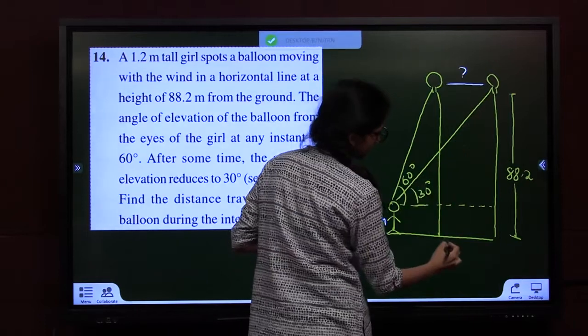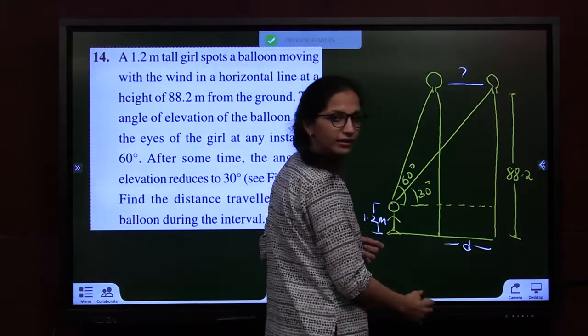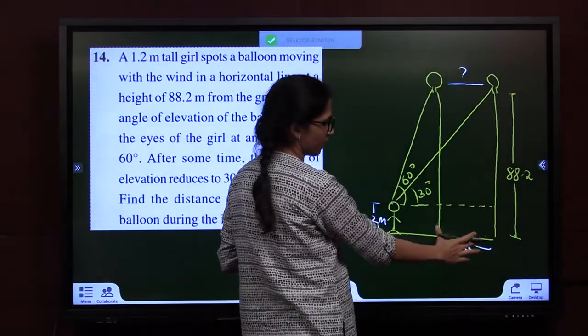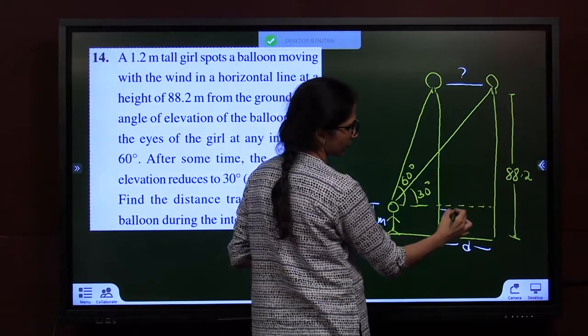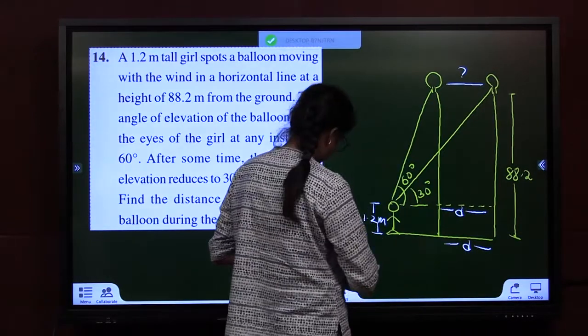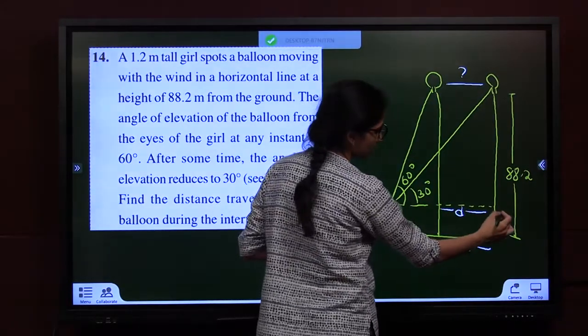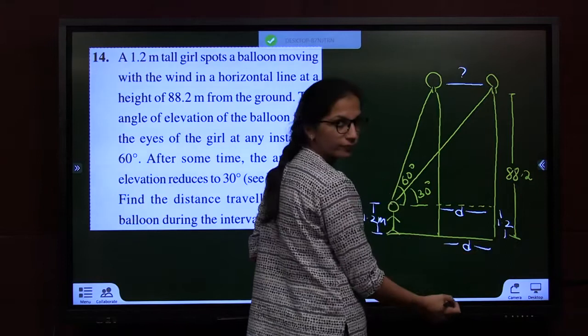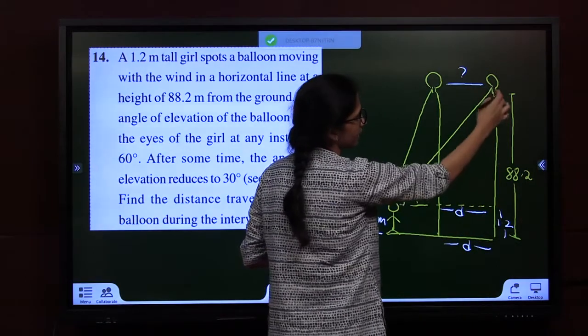Isn't the same this distance, this itself, D? Yes? So I'll mark this as D. I want this D. Okay. So now, if this is 1.2, this is also 1.2. How much will this be?